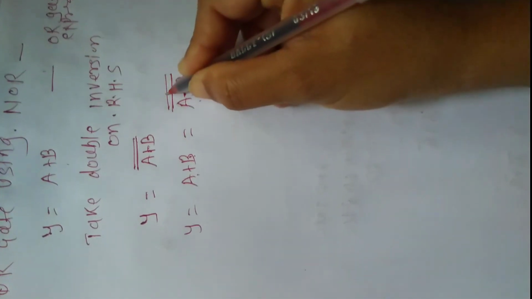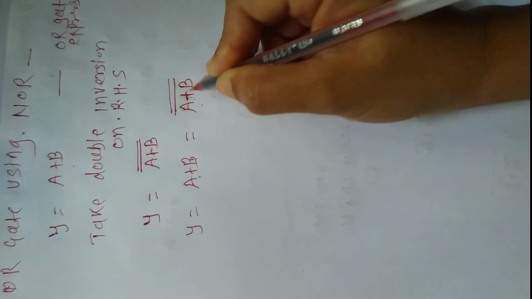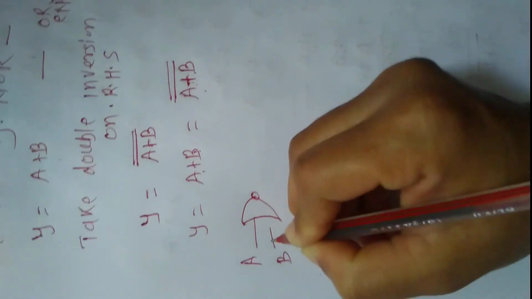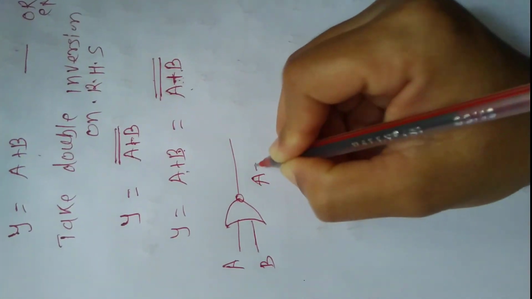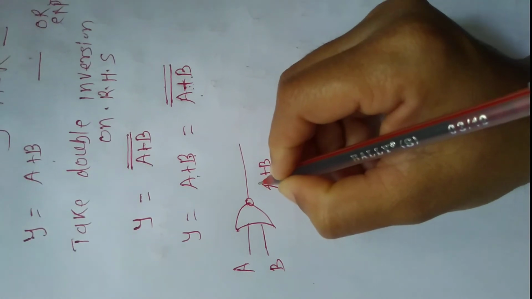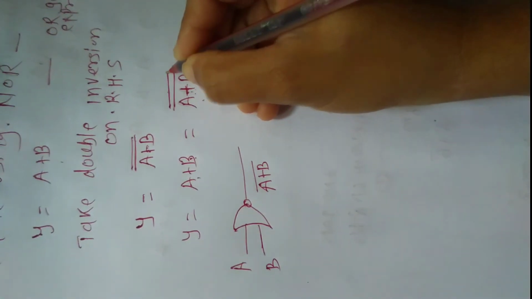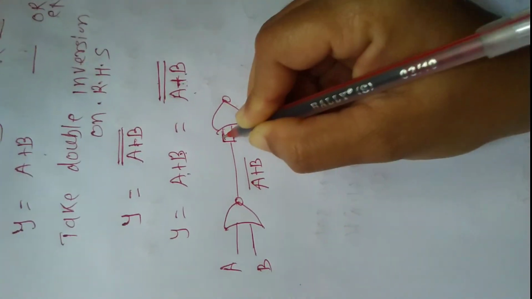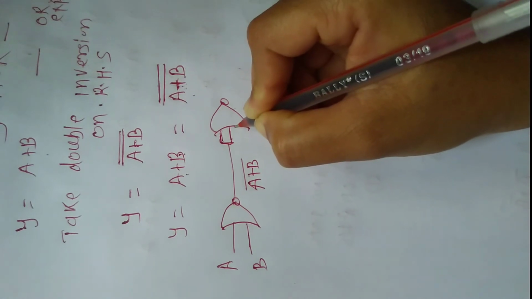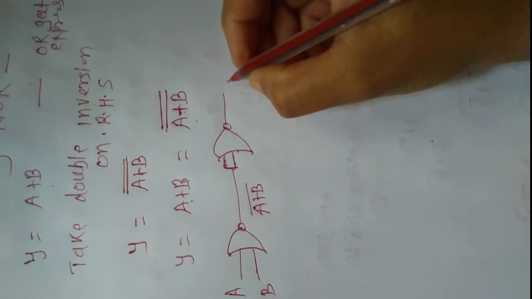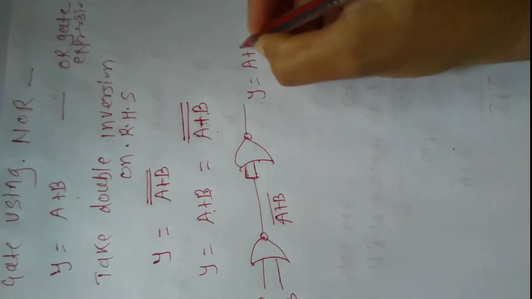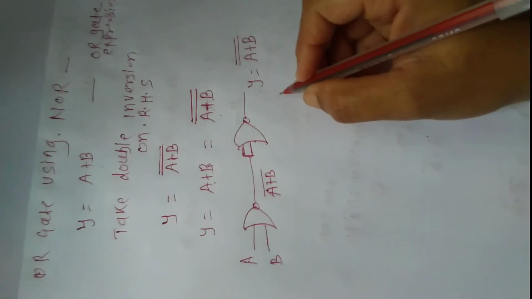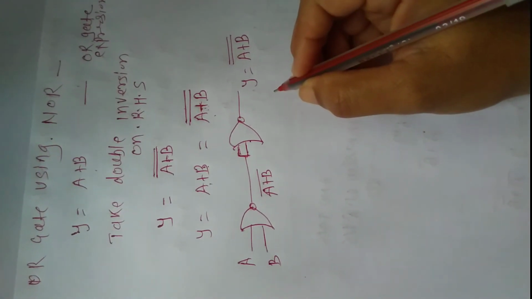So this expression is in the form of only NOR gates. The NOR gate has two inputs a, b. The output of this NOR gate has a complete bar here, so this is a plus b bar. And another bar is represented, so we connect another NOR gate. This is the symbol of the NOR gate. A, B are combined, and this output is the input of this NOR gate. So the output of this last NOR gate is a plus b double bar. This is the universality of OR gate using NOR.